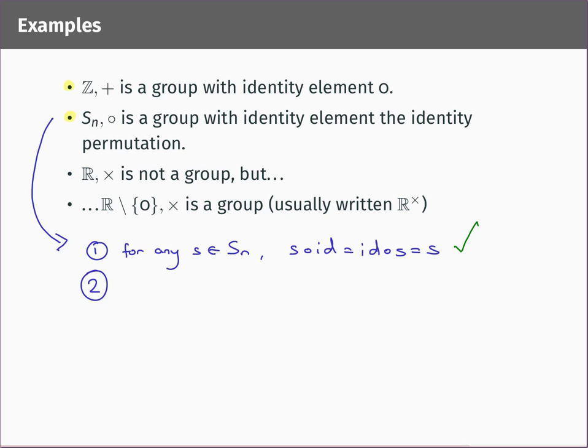Next, we have to think about the inverses axiom. But we know that the inverse of a permutation is a permutation again. So if S is in Sn, then S inverse is in Sn too. It's a fact from when we learned about permutations. The inverse of a bijection is a bijection again, so the inverse of a permutation is a permutation.